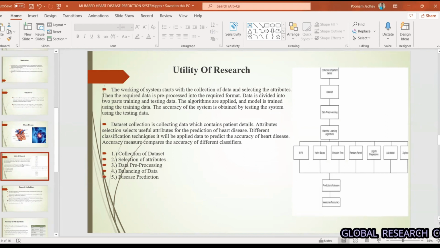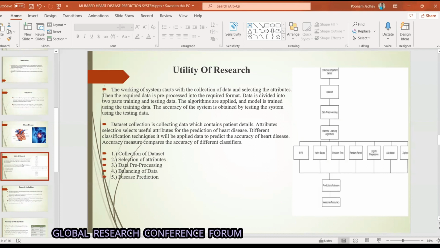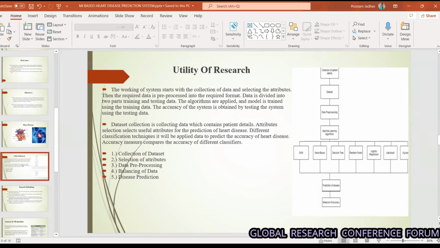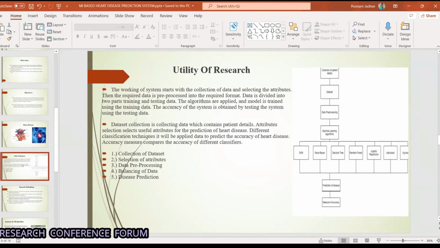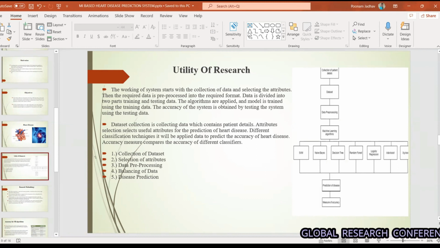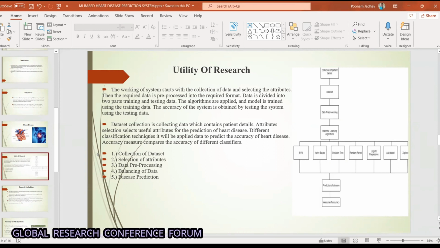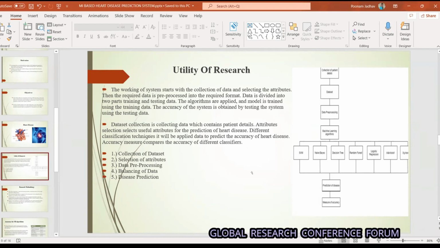research. The working of the system starts with the collection of data and selecting the attributes. When the required data is collected, it is pre-processed into the required format. The data is divided into two parts, the training part and the testing part. The algorithms are applied to train the model using the training data, and the accuracy of the system is identified by using the testing data. Data collection means collecting data which contains patient details and attribute selection details.